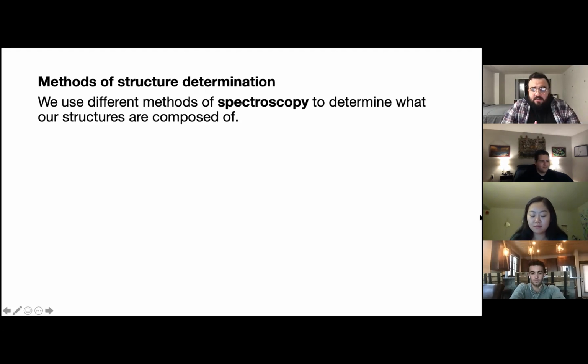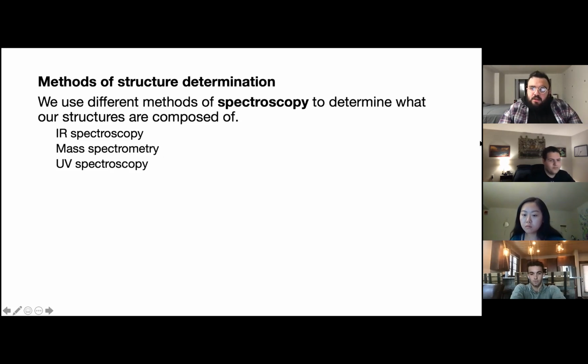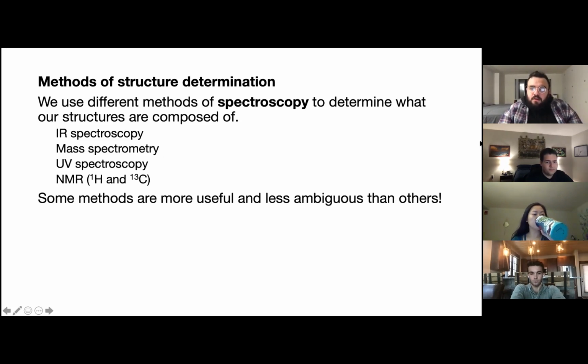So this is probably some of the most application-based stuff that you guys have been doing in this class, because without spectroscopy, research wouldn't be able to happen, and we wouldn't be able to synthesize some very essential organic compounds for use. This is in pharmacy and other applications. So the big things we're going to be looking at are IR, mass spec, UV, NMR, both proton and carbon.